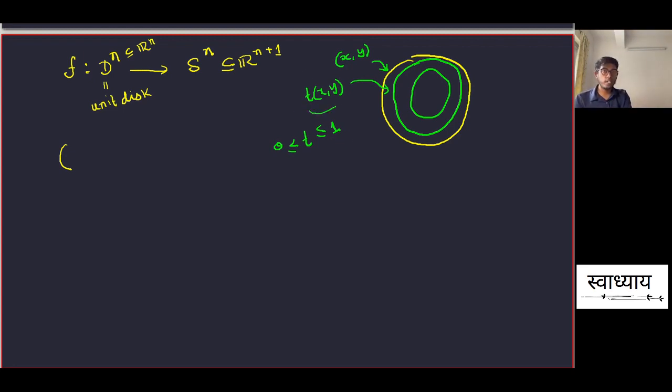Because what is the radius of this? If I do t square x square plus t square y square, this is precisely t square, because x square plus y square equals 1. So this will lie on the circle of radius t. So if I write this as t x1, t x2, ..., t xn, I need to send this to the respective circles on the sphere.